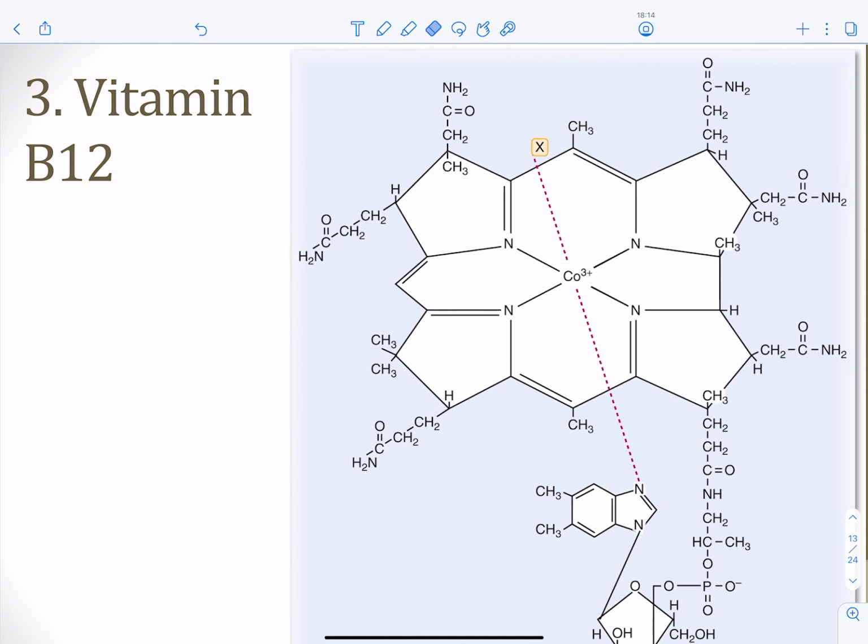Okay, next is vitamin B12. B12 is known as cobalamin. It contains a corrin ring, and this, as I said before, is similar to the porphyrin ring found in heme. The difference between them is that 2 of the 4 rings in vitamin B12 are joined directly rather than by a methylene bridge. It also has the unusual feature of cobalt being present, and cobalt can form a bond with carbon.